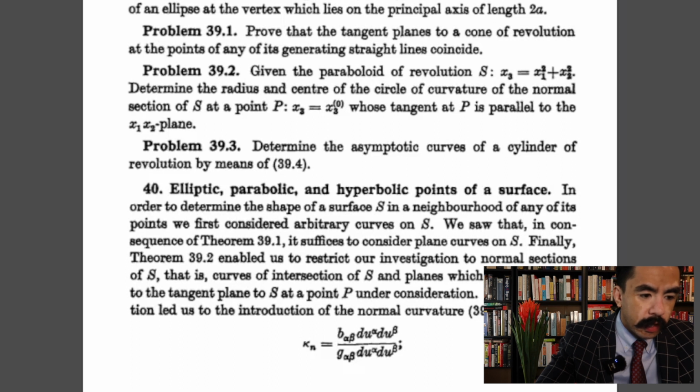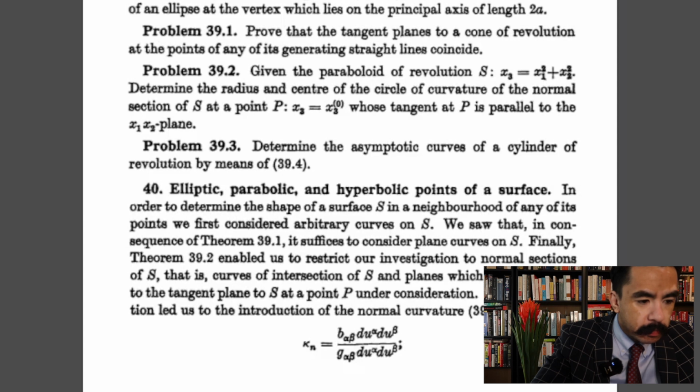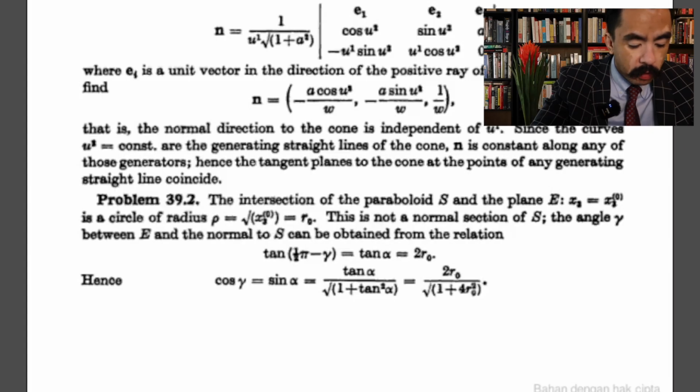Problem 39.2. Given the paraboloid of revolution S, which is given by x sub 3 equal to x sub 1 squared plus x sub 2 squared, determine the radius and center of the circle of curvature of the normal section of S at a point P, given by x3 equals x3 superscript 0, whose tangent at P is parallel to the x1, x2 plane. The intersection of the paraboloid S and the plane E, which is given by x sub 3 equals x sub 3 superscript 0, is a circle of radius rho equal to the square root of x sub 3 superscript 0, which is then equal to r sub 0. This is not a normal section of S.